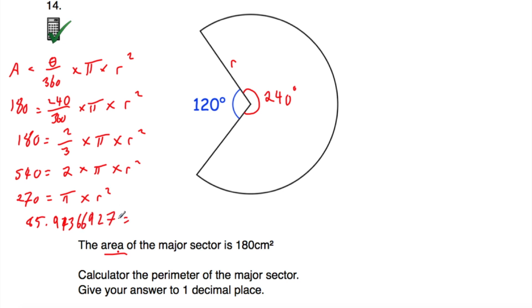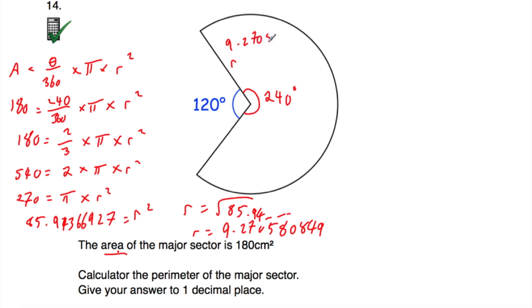85.943666927, and that's equal to the radius squared. Now as the radius squared, we want to find the radius, we now need to square root this, so r, the radius, is equal to the square root of 85.94 and so on, so the radius would be equal to the square root of answer, 9.270580849 centimeters. So that's the length of that radius.